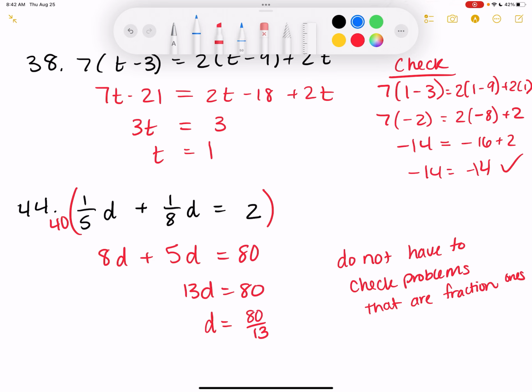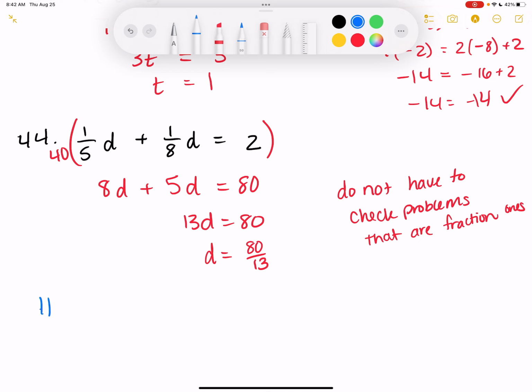All right, so then your problems are going to be 9, 13, 23, 31, 35, 39, and 45, and 45 is the one where you don't have to check. Now, if you just want to be ambitious and check, you can, but you don't have to check number 45.